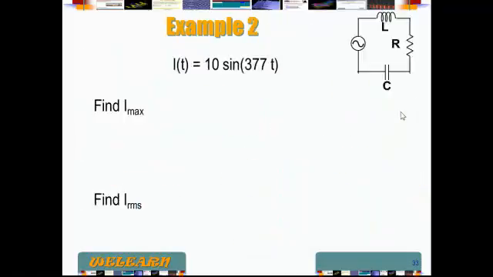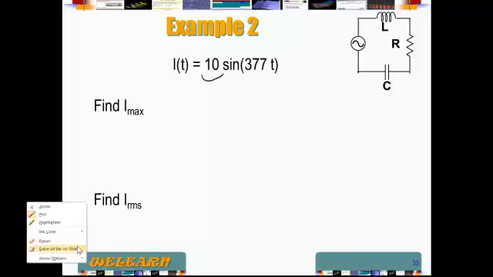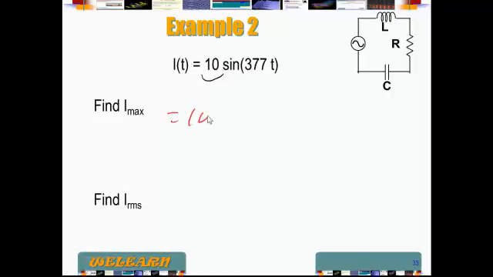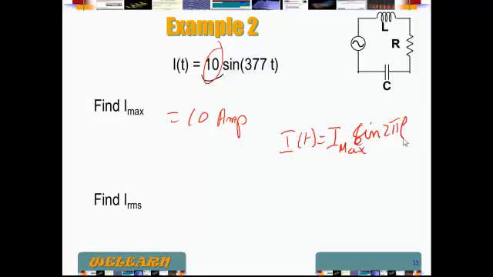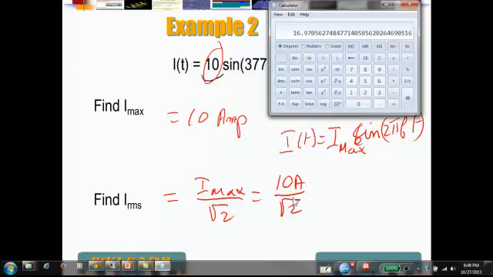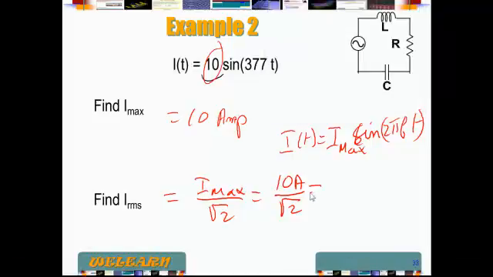Okay, another example. Find Imax. In this case, it's written in terms of the current. So Imax is just 10 amps. We just identify it here from the expression. Again, we are relying on the fact that I of t is Imax sine of 2 pi ft. Now IRMS is going to be Imax over square root of 2. So that's going to be 10 amps over square root of 2. So it's 10 over 2 square root of 2. That's equal to 7 amps.